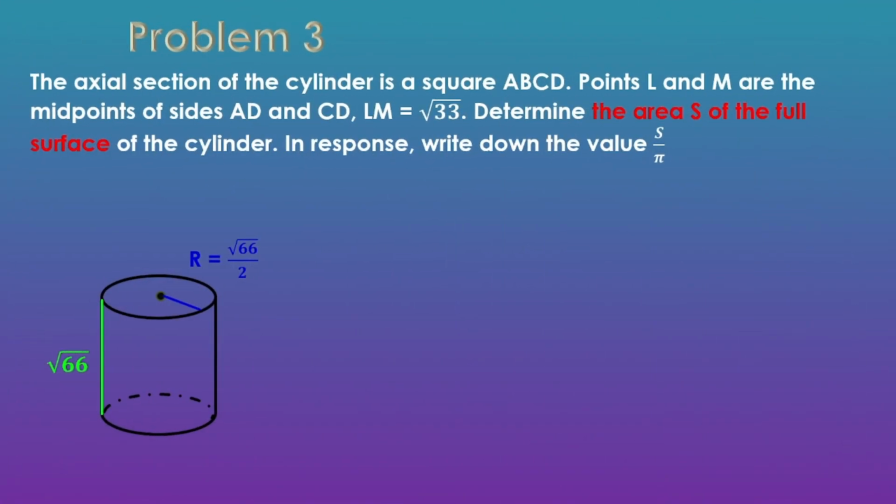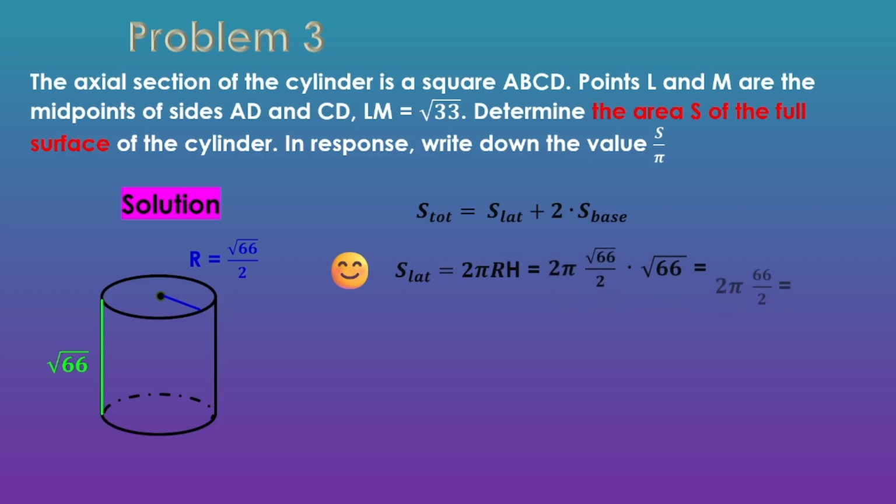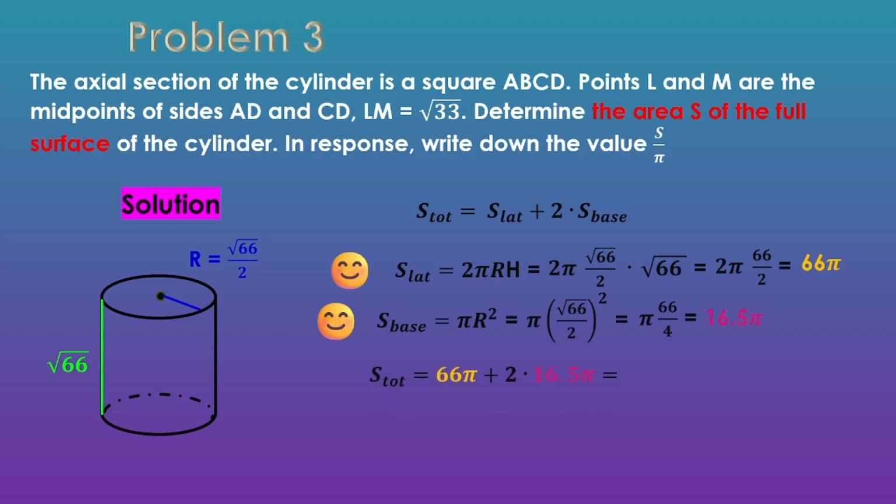So now we should know that the area of the total surface of the cylinder will be equal to the sum of the area of the lateral surface and twice the area of the base. So from the beginning, we find the area of the lateral surface of the cylinder. It will be equal to 66 pi. And then we find the area of the base. It will be equal to 16.5 pi. So now we must substitute the found values into the original formula. After substitution, we will have that the area of the total surface is equal to 99 pi. And we were asked to write the answer without pi. Therefore, it will simply be 99.